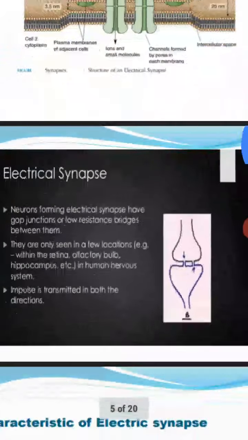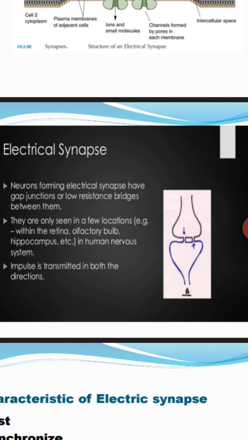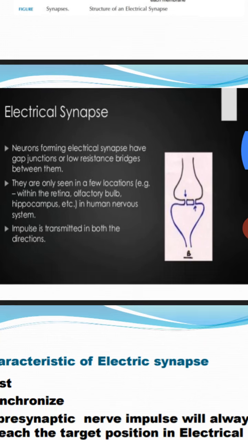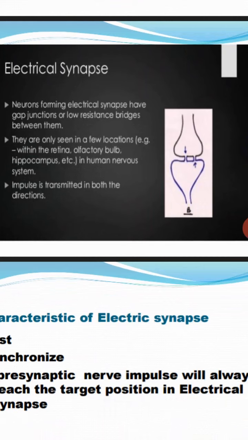Now coming to the definition, what is an electrical synapse? When neurons form an electrical synapse, means how? You can see in the diagram there is a gap junction between two cells, so that the ions can flow easily. They go very quickly, so it's very fast. They are only seen in a few locations. For example, they are in the retina, olfactory bulb, and hippocampus of the human nervous system. They have this electrical synapse and it's very clear in the diagram also.